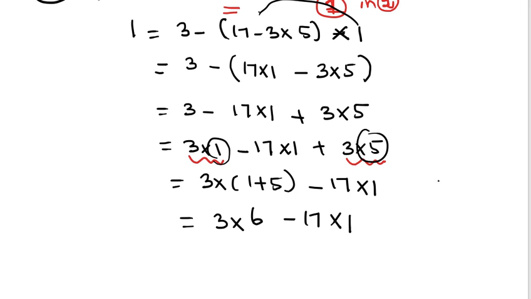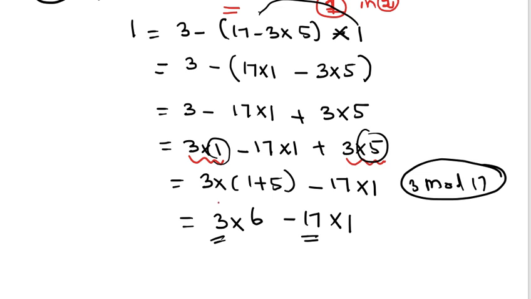Why did we do these steps? We need to find the inverse of 3 mod 17. So this 3 will come here and this 17 will come here. The final step will look like this, with 3 and 17, and this value is the multiplicative inverse of 3. So the multiplicative inverse of 3 mod 17 is 6. This is the final answer. Thank you.